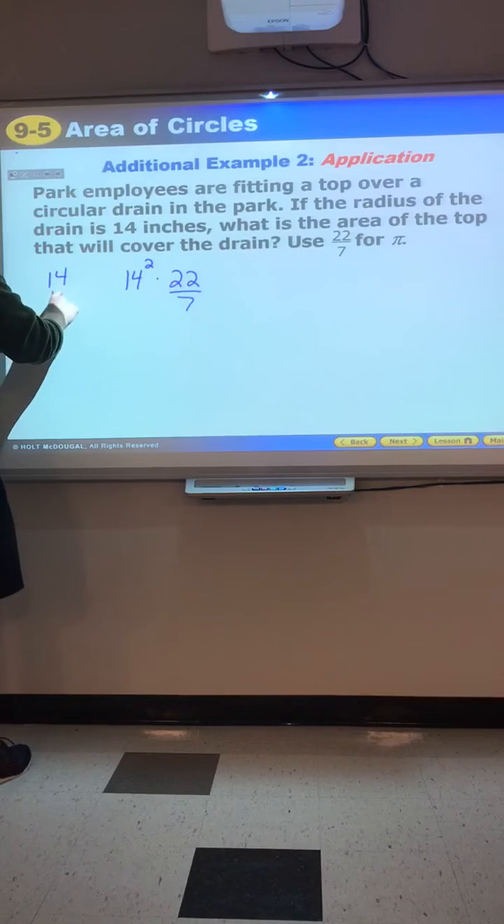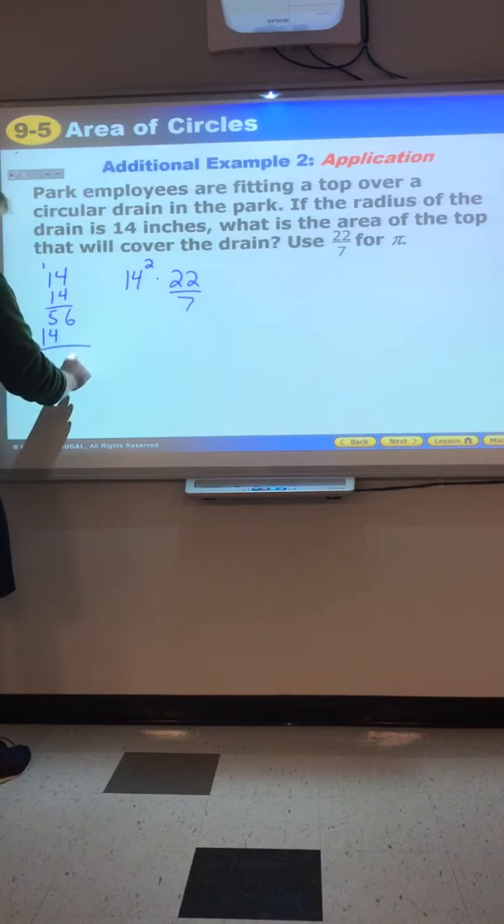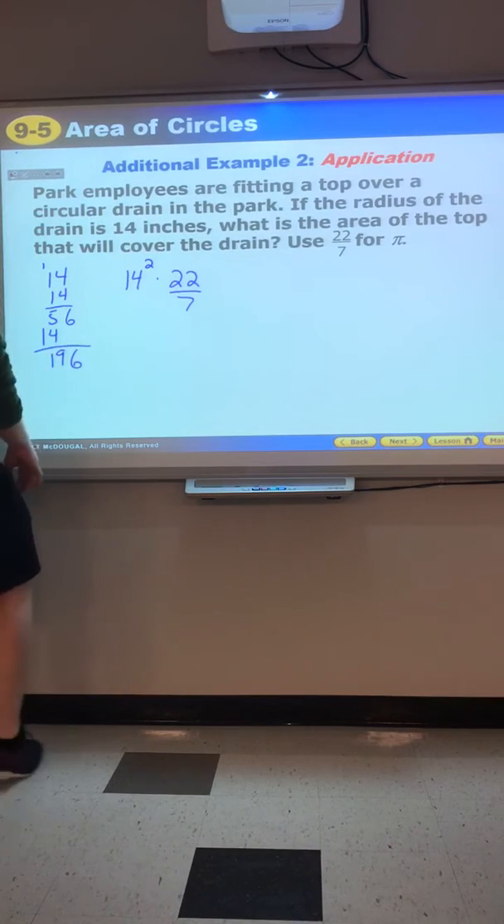I didn't think this out ahead, so that would be 16 and 1, that would be 5, that would be 4, that would be 1. So we do our 6, and that's a 9, and that's a 196.